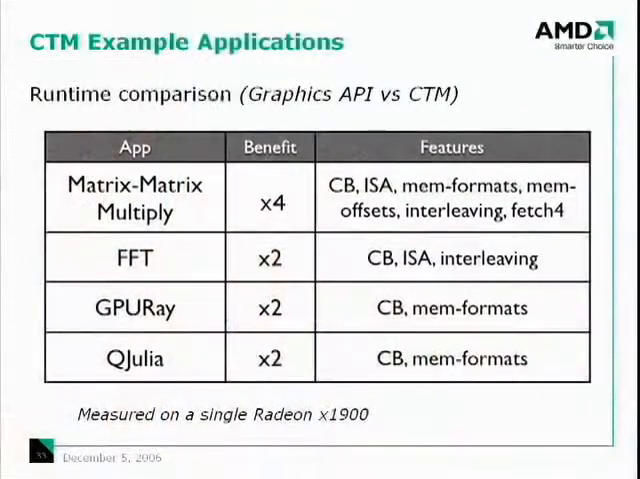Anyway, you guys get the idea. This GPU ray thing is a ray tracer that was done at Stanford, a simple ray tracer, and this QJulia is a Julia set rendering done by one of our people. And again, we get these speedups by being able to get hold of features directly that we can't through the graphics APIs.